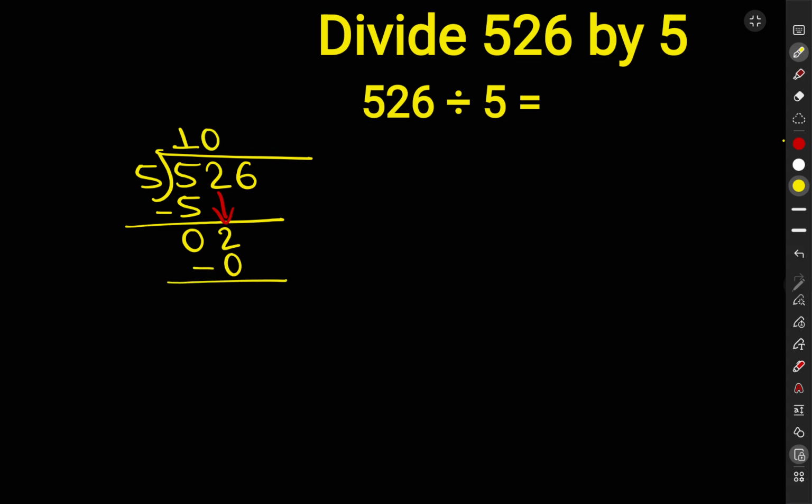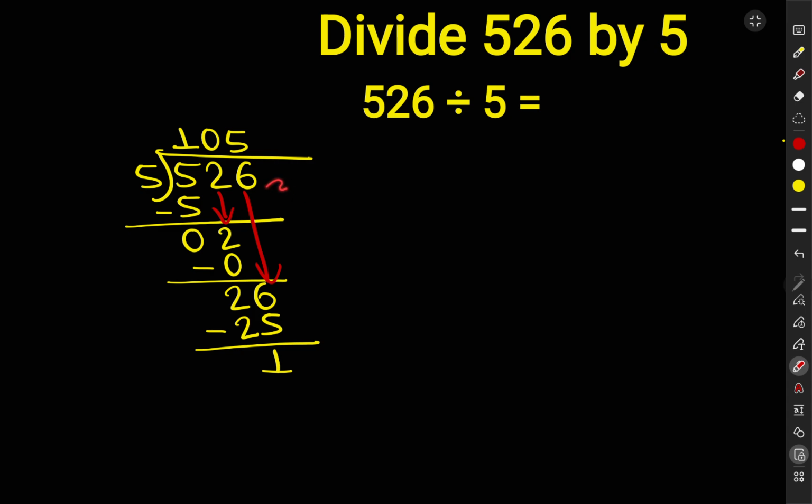On subtracting we get 2. So again we put down this 6 and it is 26. 5 times 5 is 25. On subtracting we get 1.